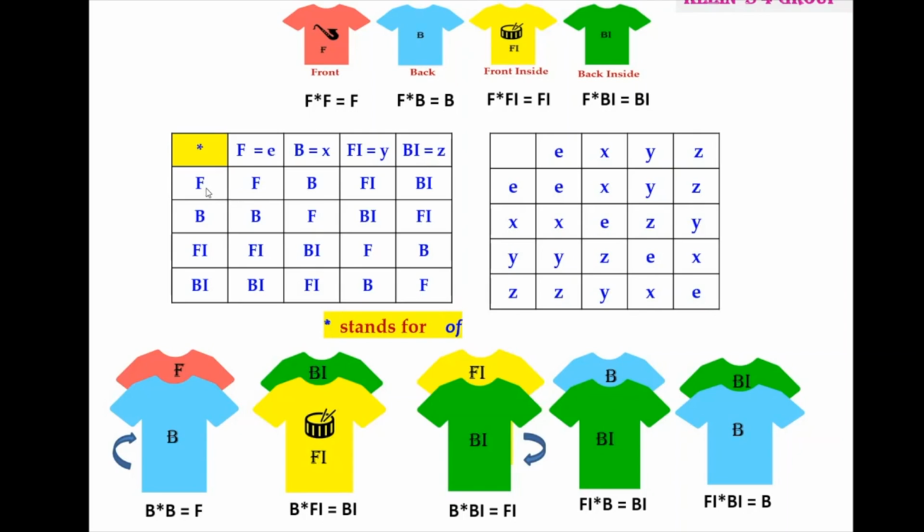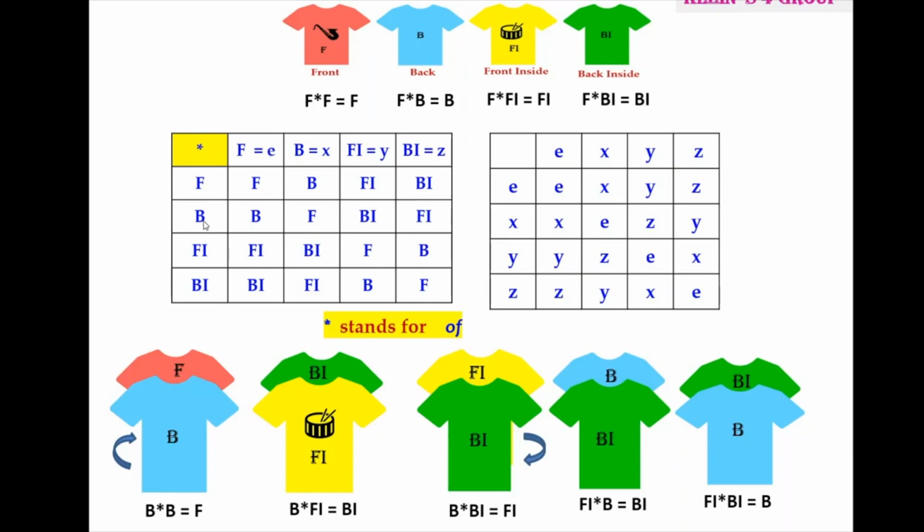Now we will see the front of any of the sides. Once I have F, the front of front is F only. Once I have B, the front of that will be B only. In the same way for Fi and Bi also. So this part will be the same. Whenever F is operated with all these, you get back the same elements only.